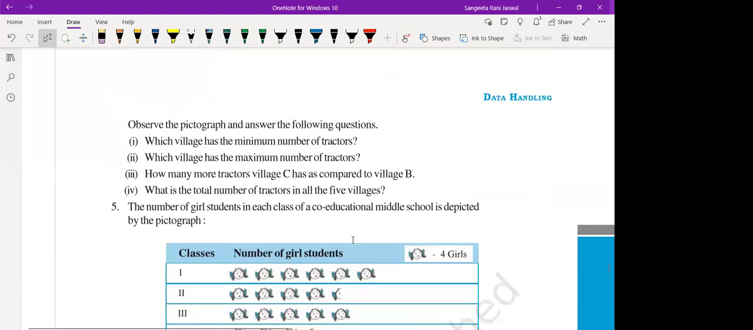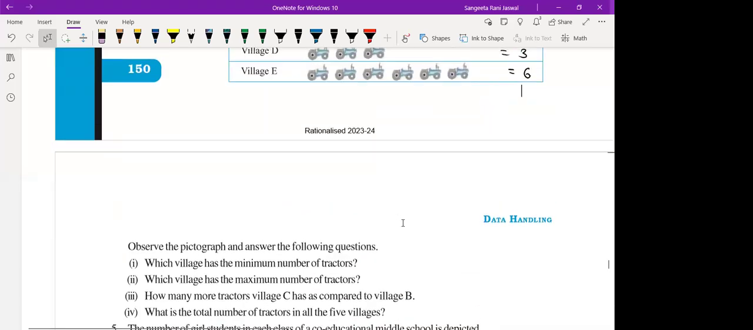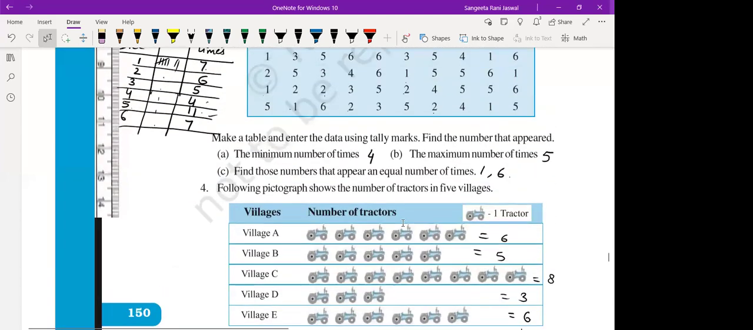Now, children, the pictograph is made in front of you. One by one, you have to observe and give the answers, okay? I'll take the name, whoever has to answer. Observe the pictograph and answer the following questions. Which village has the maximum number of tractors? Shriyansh, tell me which village has the maximum number?